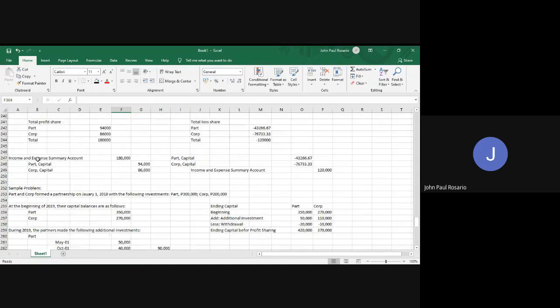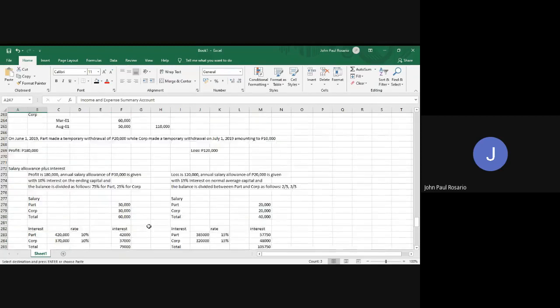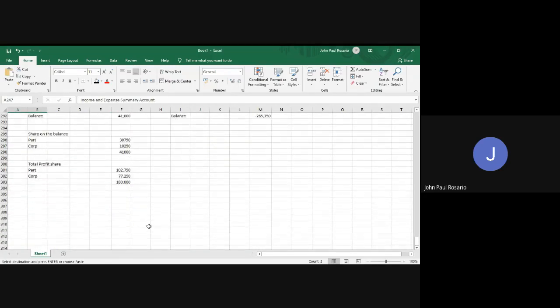And then, make an entry too. So the entry line is this one. Now for the 180,000 share, total profit share of Part is 102,750, while Corp is 77,250, which we know totals 180,000.